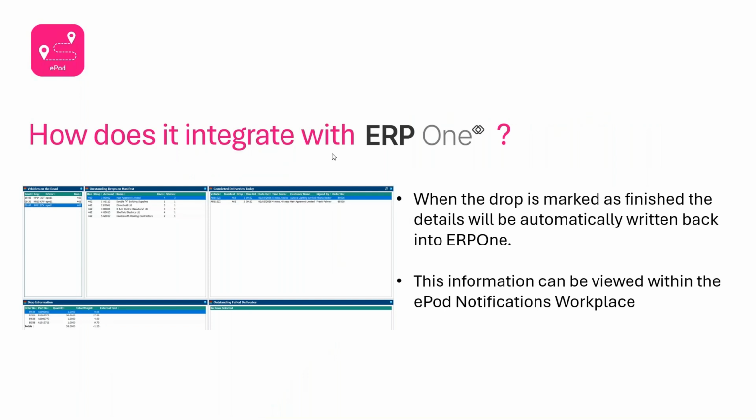How does it integrate with ERP One? So we have a dashboard, and when the drop is marked as finished, the details are automatically written back into ERP One. So you can view the signature from the sales order, you can view the picture. While the delivery is live, you can also go into the sales order and see a map, which is generated from the GPS of the phone. And in this workplace, you can currently see all of your vehicles that are out. You can see any live deliveries, what deliveries are waiting to be done next, and anything that has been completed.